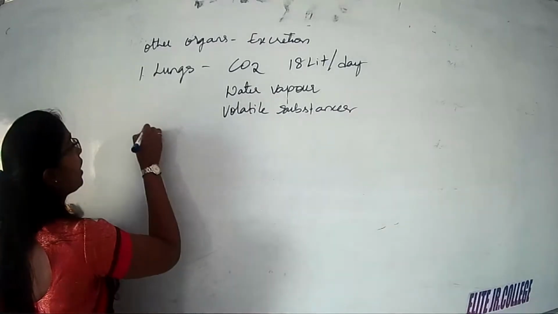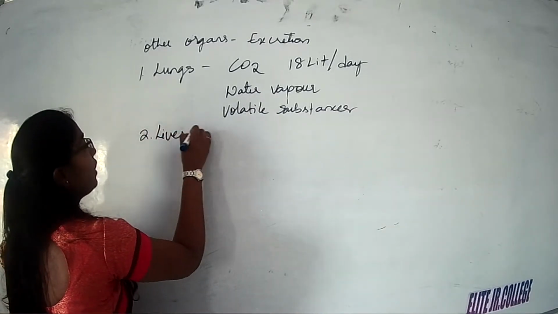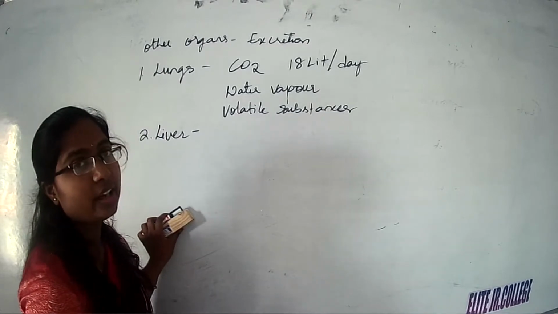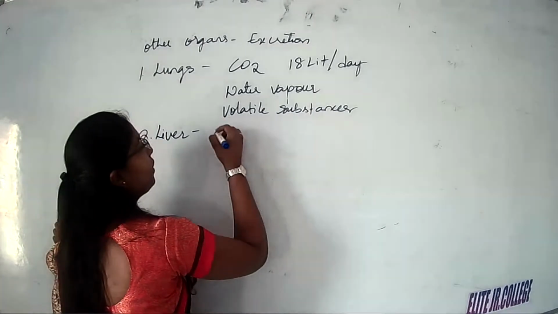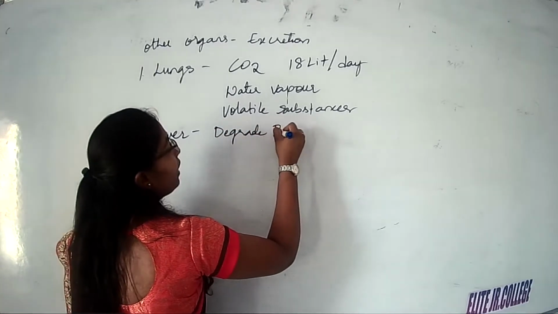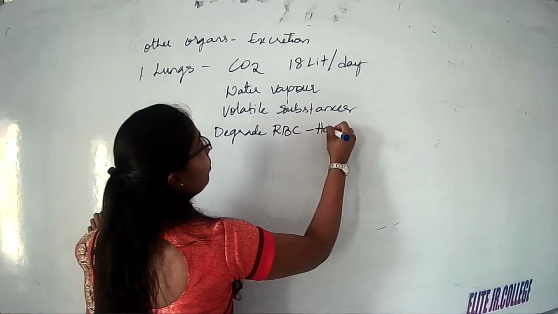Okay. Then the next organ we are going to learn about is the liver. Even the liver is going to eliminate some waste materials from our body. Like the liver is going to degrade the red blood cells' hemoglobin.